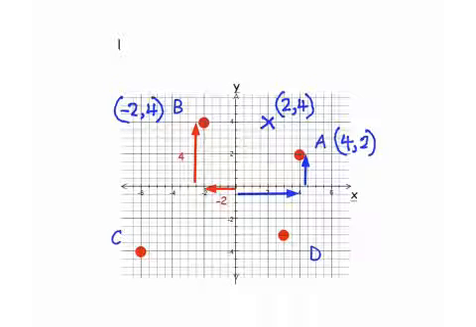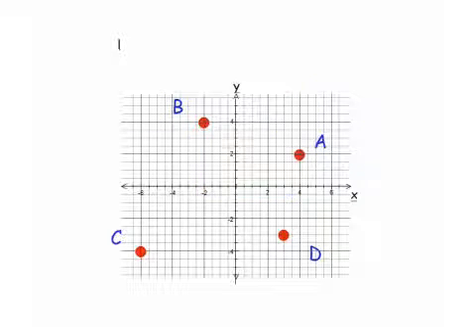Now let's look at point C. To find the x-coordinate, we move from the origin 6 units to the left, which means it's a negative x value, i.e. negative 6. To find the y-coordinate, we move below the origin 4 units, which means it's a negative y value, i.e. negative 4. Hence, the coordinates of C are (-6, -4).